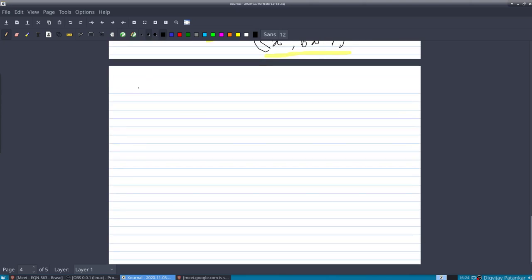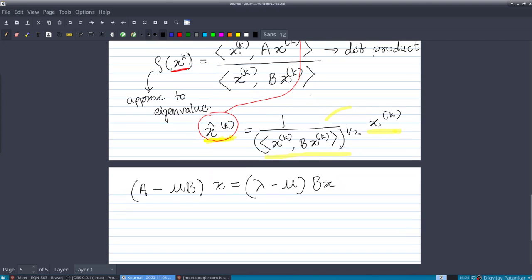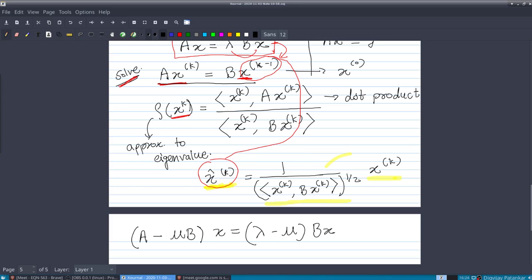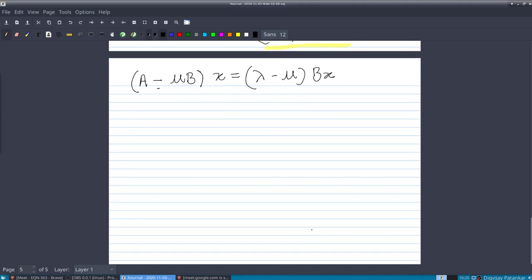The shifted equation is given as A minus mu B times x is equal to lambda minus mu into Bx. So what we are doing here is, in this case we had Axk is equal to Bxk minus 1. The main part I want to focus on is that instead of the matrix A, we are getting A minus mu B, and instead of B xk, we are writing lambda minus mu into Bx. So this is our shifted eigenvalue problem, where mu is the shift parameter.